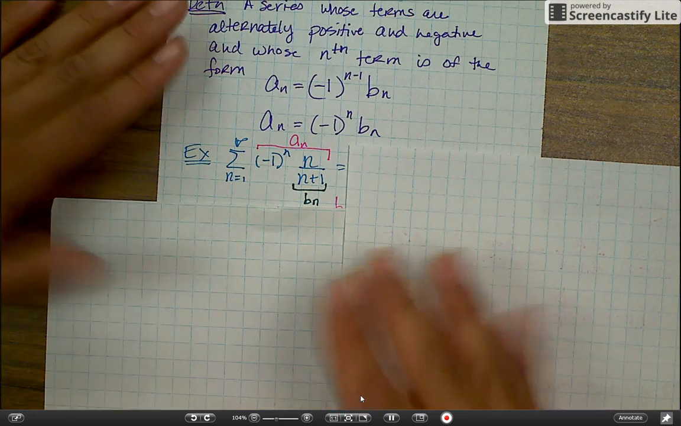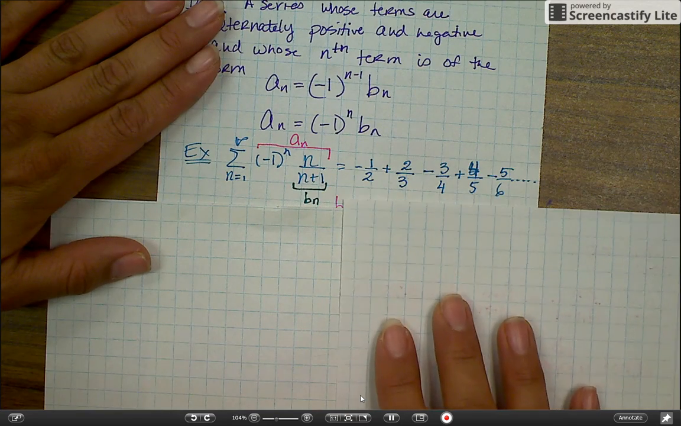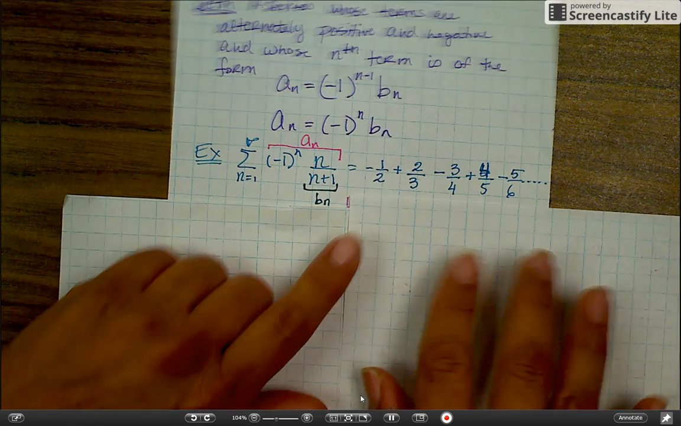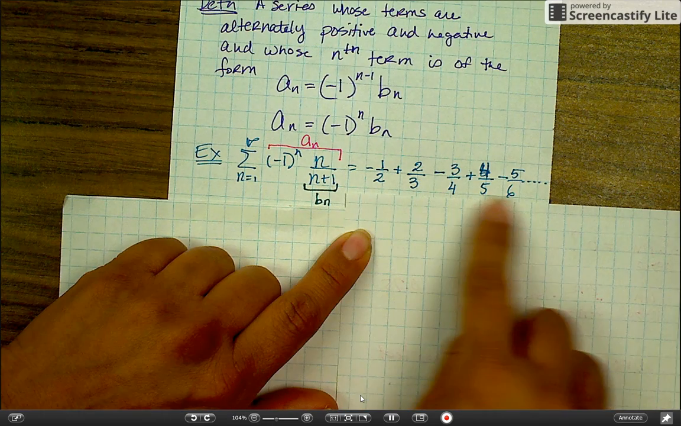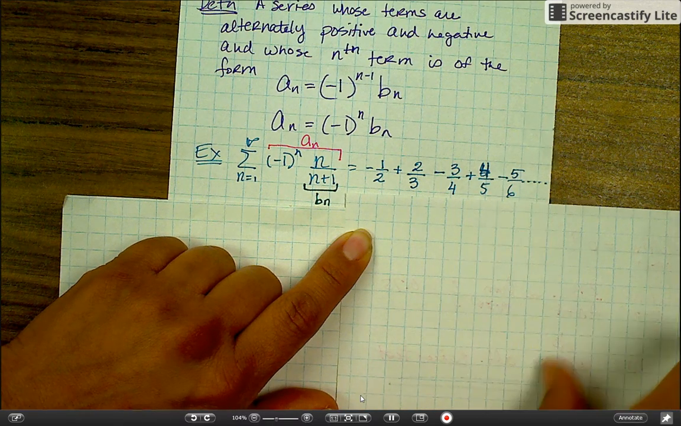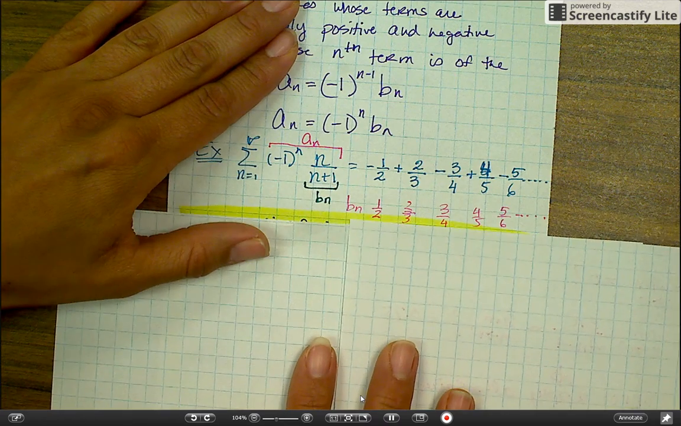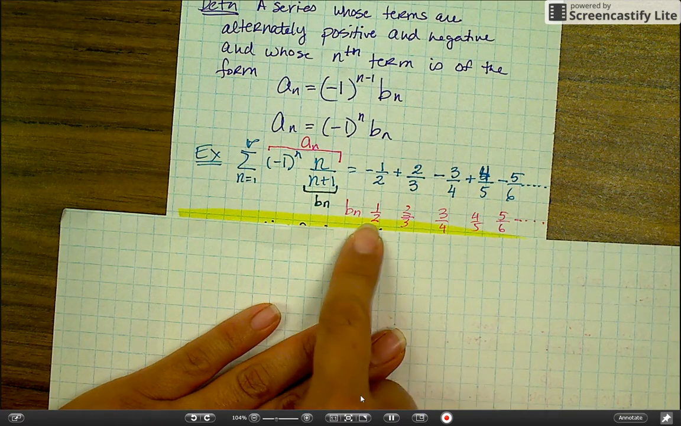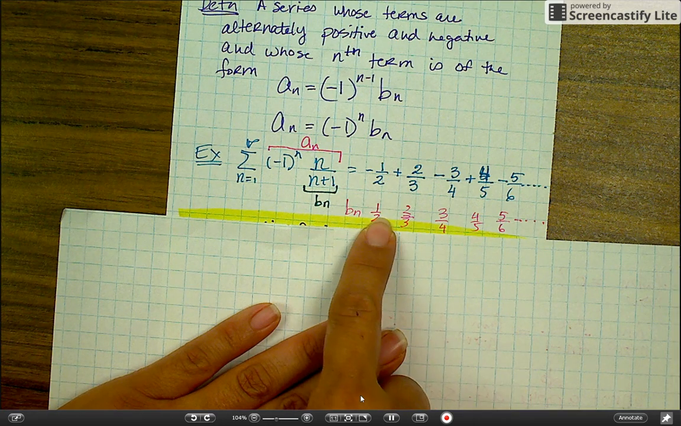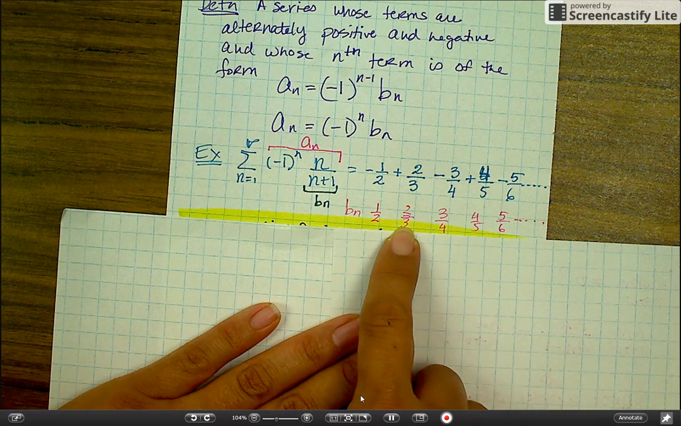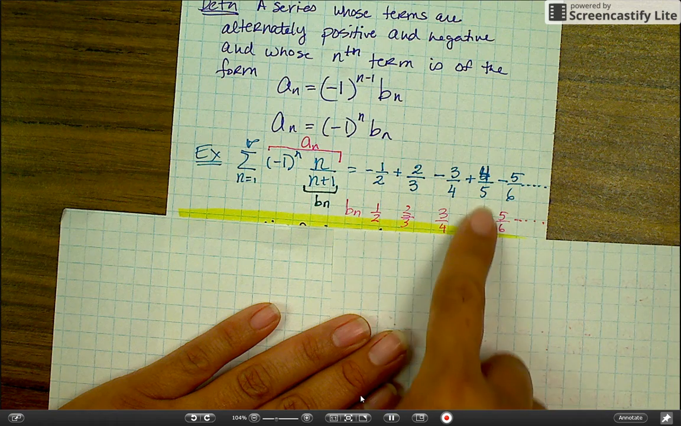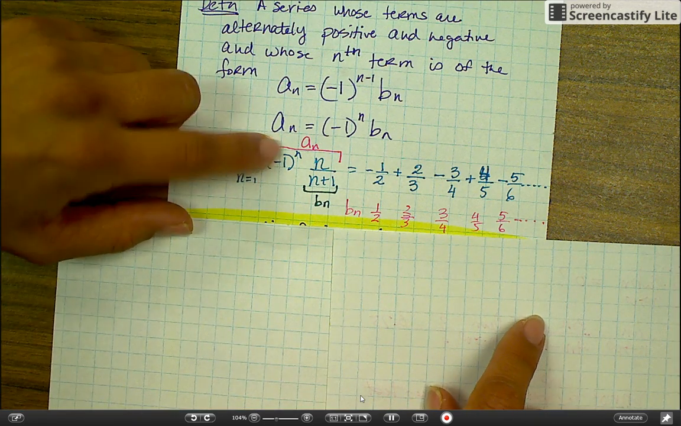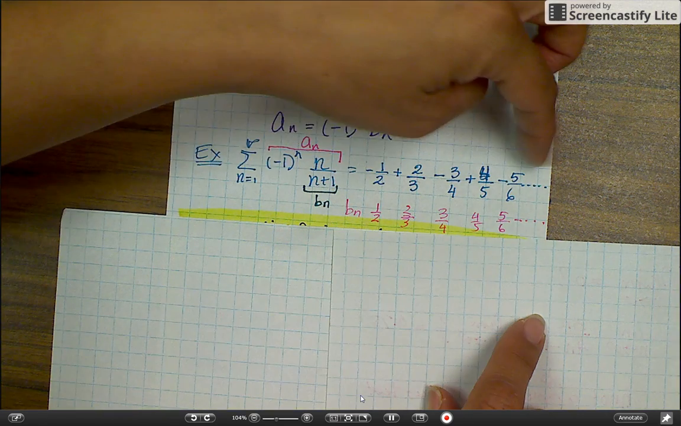So if you were to expand this series, this is what it would look like. This would be the expansion. And if you look at just the terms for b_n, the first term would be 1/2, the next would be 2/3, the next would be 3/4, and so on and so forth. When you add in this (-1) to the nth power, that is what makes it alternate.